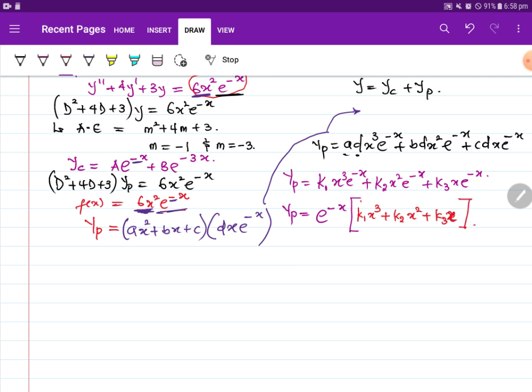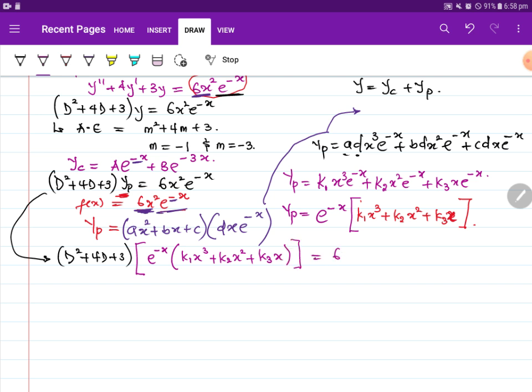Now, if I'm to substitute it into this place, you know how we substitute. Don't let us assume you know it already. So what is there will now be the same thing as D squared plus 4D plus 3 of YP. What is my YP? My YP is exponential minus X into bracket K1 X to the power 3 plus K2 X squared plus K3 X, close the bracket, which is equal to 6X squared exponential minus X.